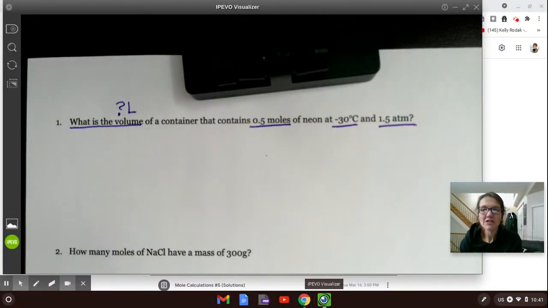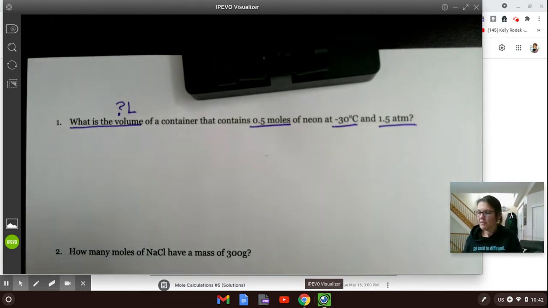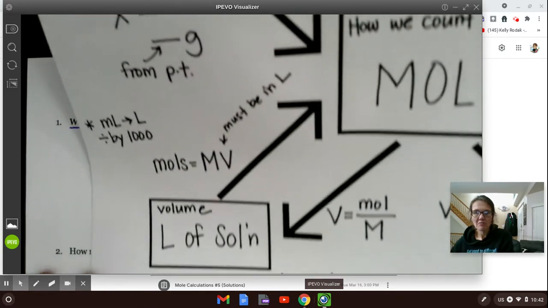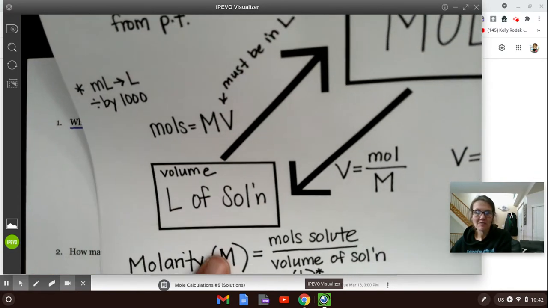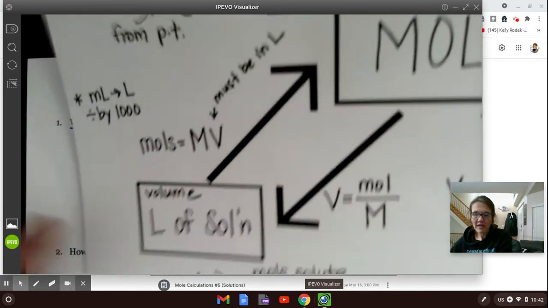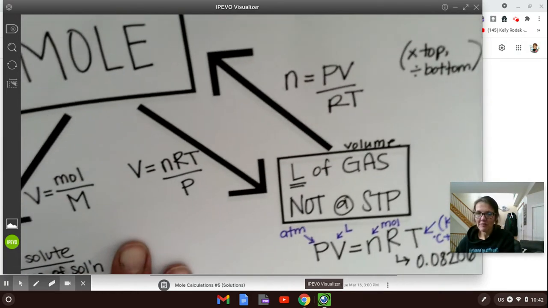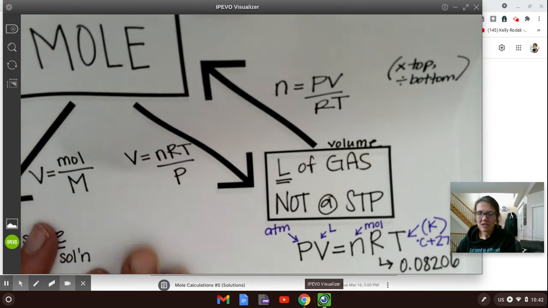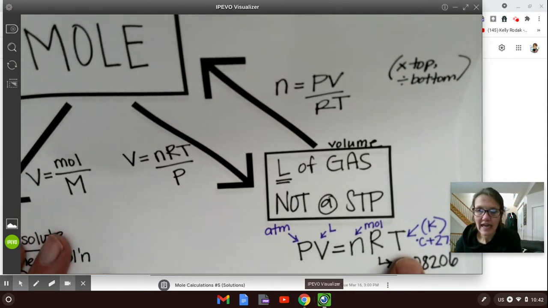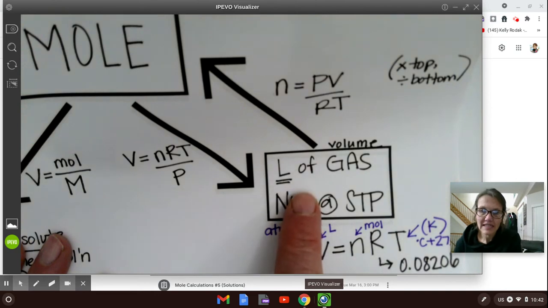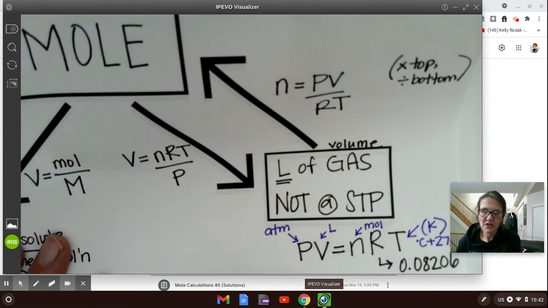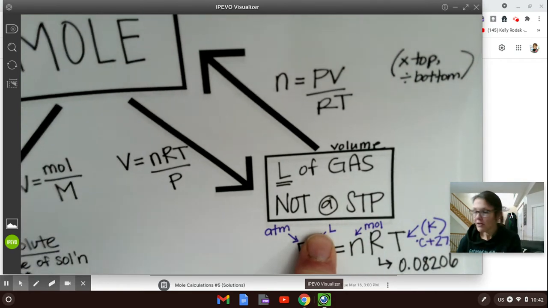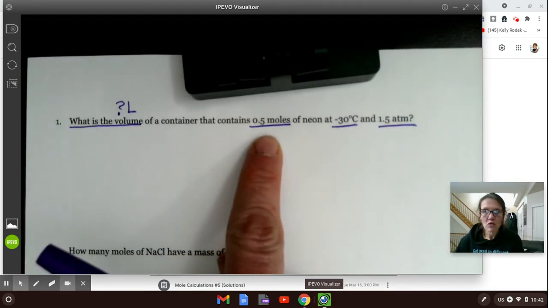So even though there's no mention of the word gas here, we know that it's not a solution, because in order for it to be a solution, if we look at our mole map, it would have to have some mention of the molarity. It has no mention of the molarity, but it does mention the pressure and the temperature that the gas is stored at. So we know that this is a gas, right? Plus, in theory, you would know that neon was a gas, but just in case you don't, those are your clues. It gives you a pressure and temperature.